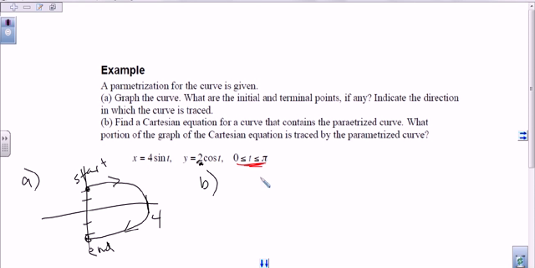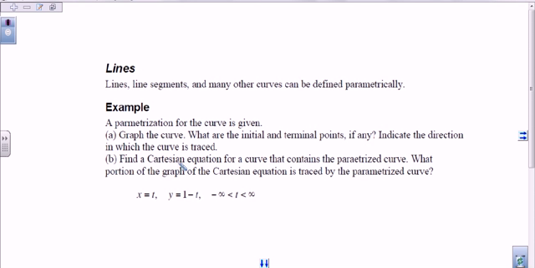And then B, find the Cartesian equation for the curve. So use some of those above equations. You should have something equivalent to x over 4 quantity squared plus y over 2 quantity squared is equal to 1. There's a couple different ways you could write that: y squared over 2 squared, x squared over 4 squared, whatever. Alright, so check your answers and see if we got the same thing.